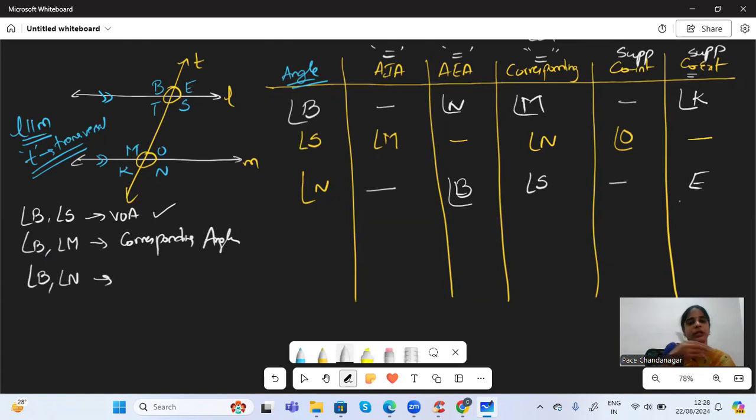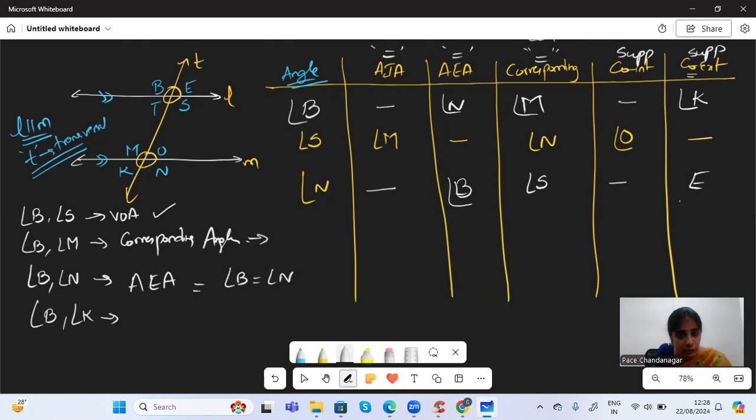One is on left side, one is on right side. Hence, what can I say? These are your alternate exterior angles and they are also equal, isn't it? Clear? Now coming for angle B with angle K, how are they related? Alternate exterior angles are equal here, right? So angle B will be equal to angle N.